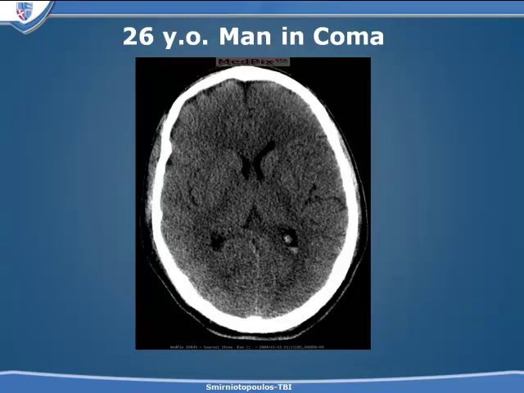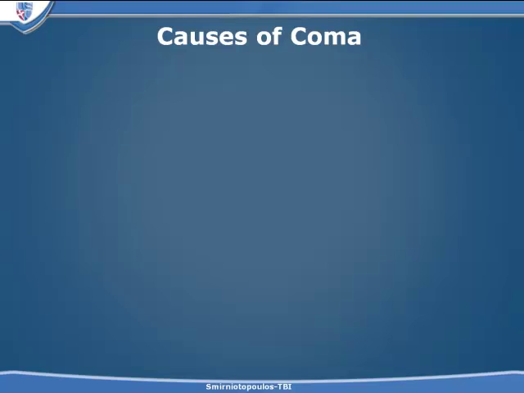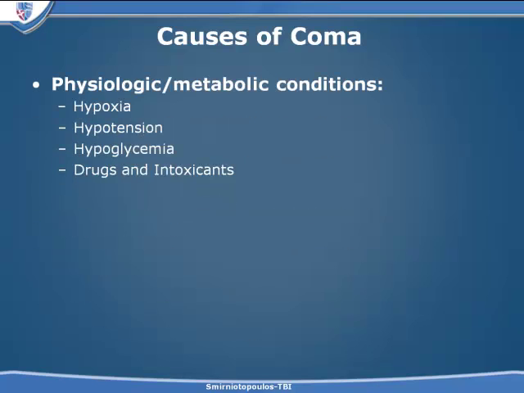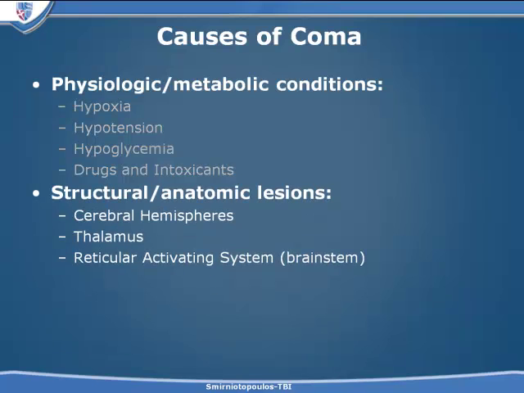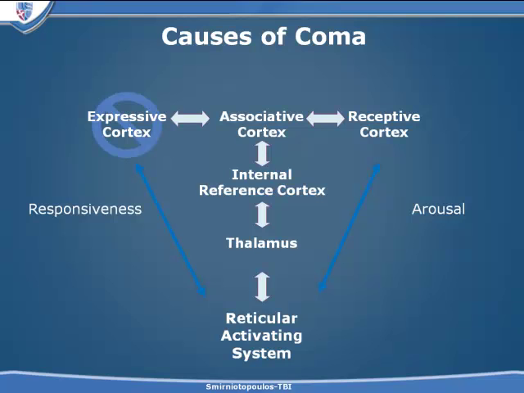We do not see, we do not understand, there is no explanation on this image for the patient to be in coma. There is no herniation, there is no midline shift. But if we think about the causes of coma, there are physiologic and metabolic conditions that may cause coma. There are structural and anatomic lesions, which is what we're looking for on our imaging. And there are many different types of coma that can be caused by lesions in many, many different locations.